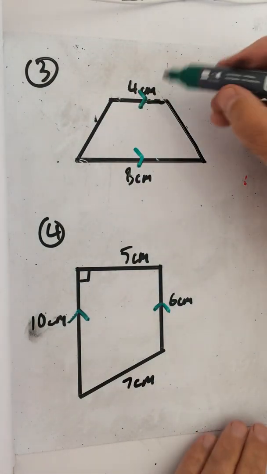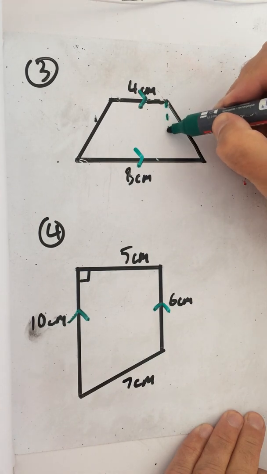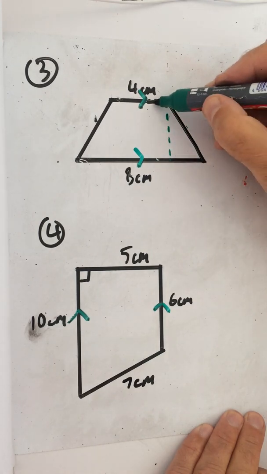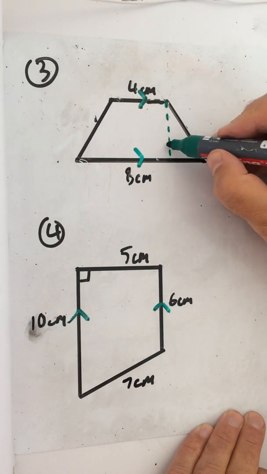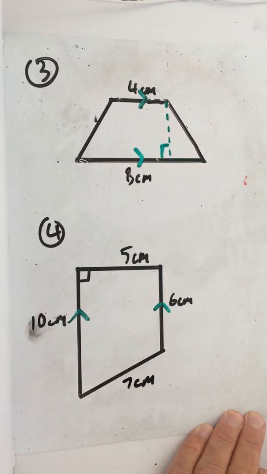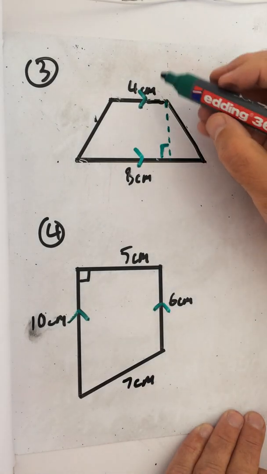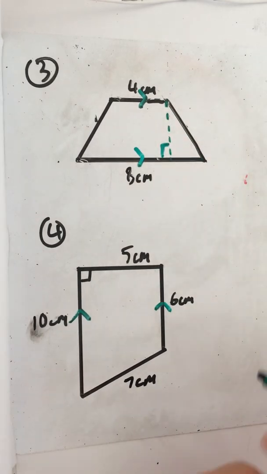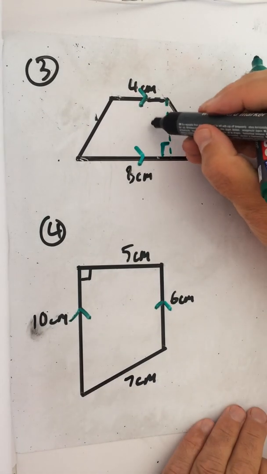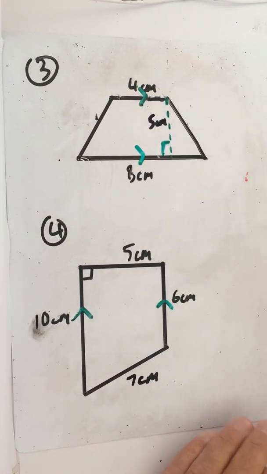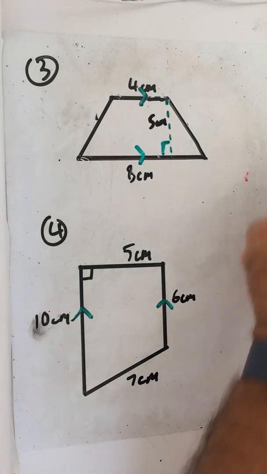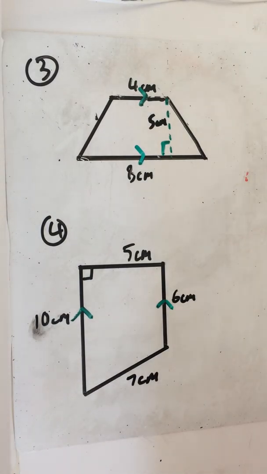The height, same as with the parallelogram. I need to know the height, the distance between those two parallel lines. In this case, let's just call this 5 centimeters. Now you've got the formula there, haven't you? Half, open bracket, a plus b, close bracket, times the height.